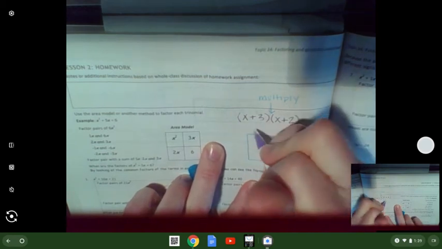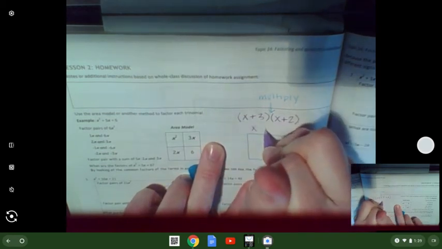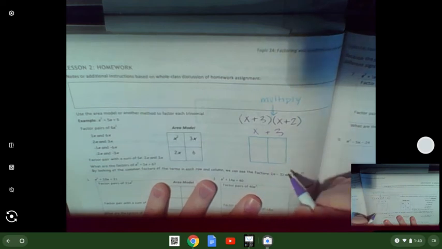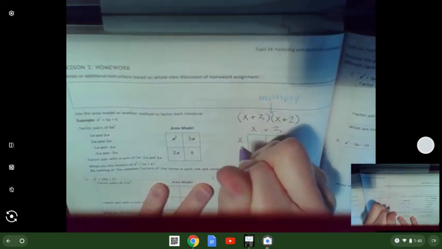So let's review, how do you set up your box? Well, my first parenthesis can go on the side or the top, up to you. I'm going to put mine on my top, x plus 3, and I'm going to separate my terms at my plus sign with a line. One column for x, one column for 3. My other parenthesis is going to go down the side, x plus 2, and I'm going to separate my two terms, my x and my 2, with a line. I am now going to multiply to fill in my box, kind of like those Punnett squares in biology.